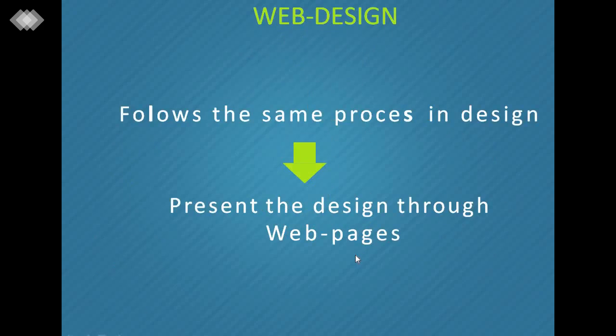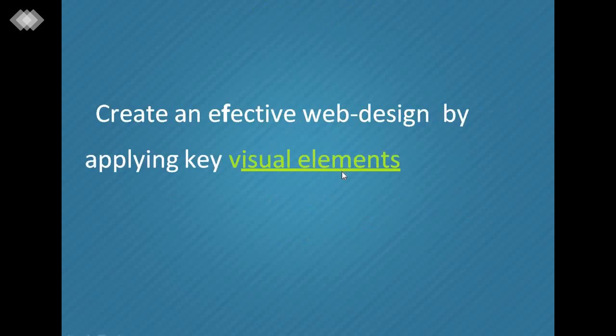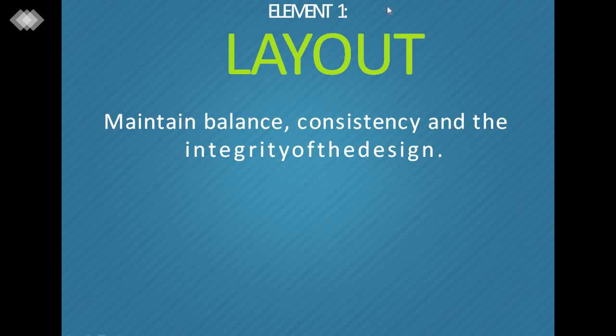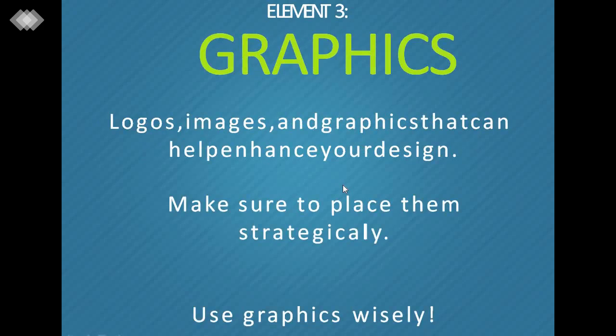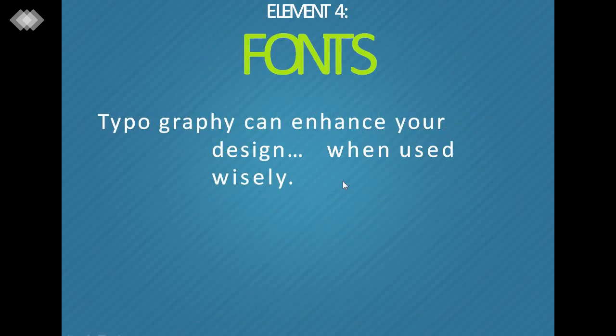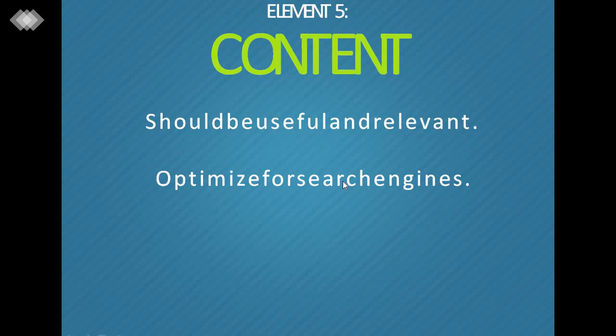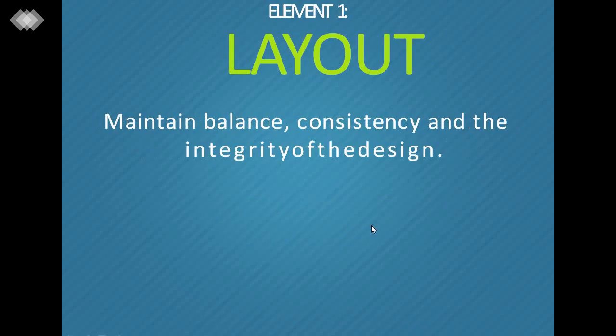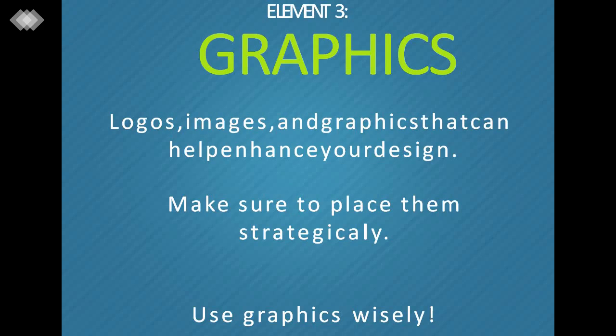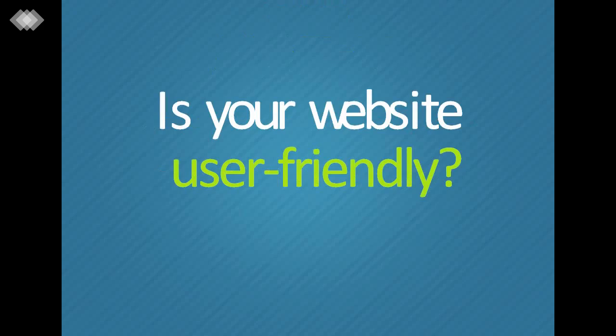So web designing is the same as designing web pages. And here are some key visual elements we have covered in our slides. First element is layout, second is color, third is graphics, fourth is fonts, fifth is contents. These steps make your website more user friendly. So they make your website user friendly.